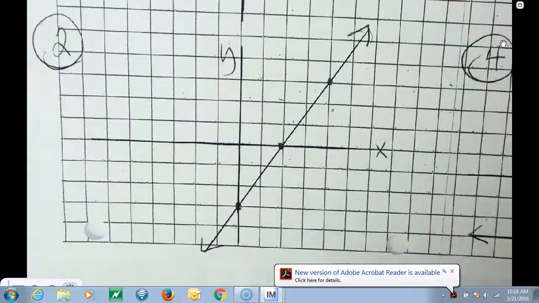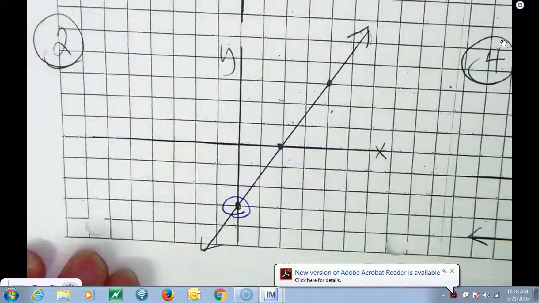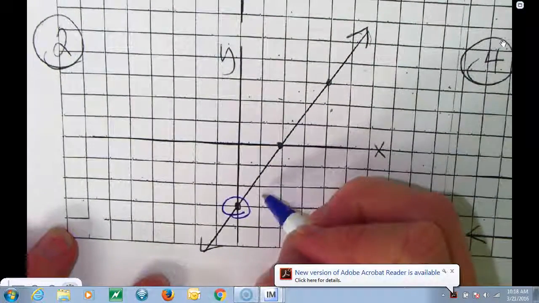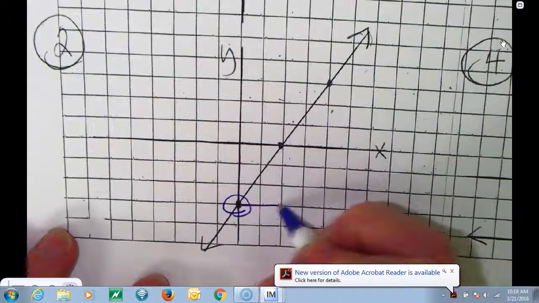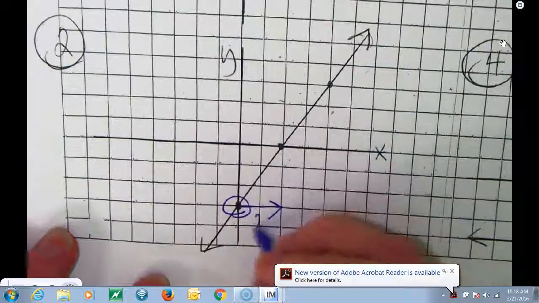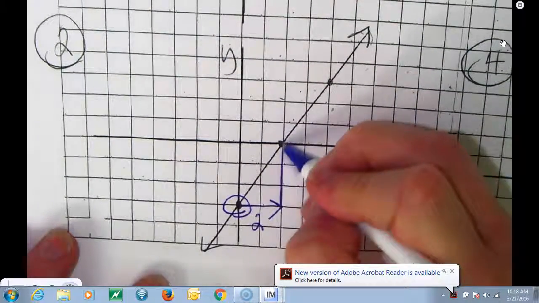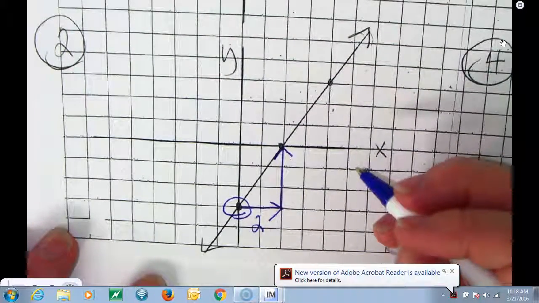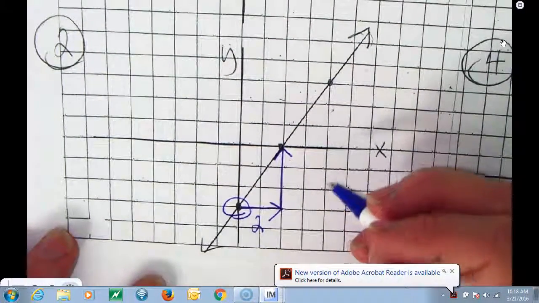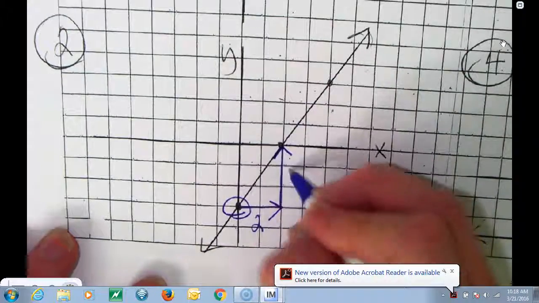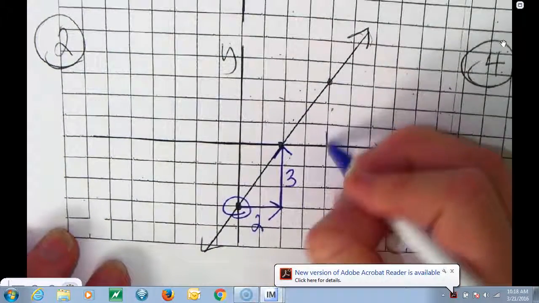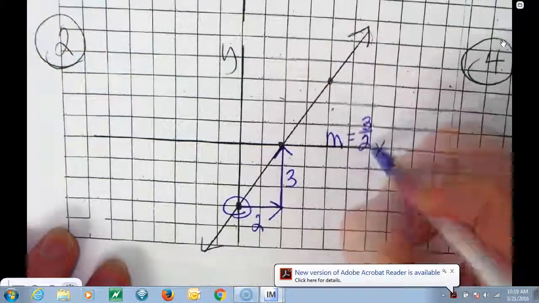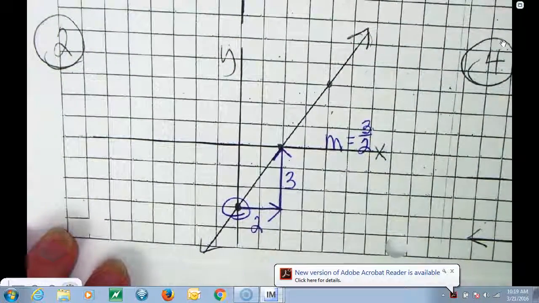What is the y-intercept? -3. Let's do the slope. Is it positive or negative? Positive. I'm going to go over how many? 2. And I don't know why, but some of you do not want to write that down. I don't understand. I write everything down so I can check it. And then what's it doing? Going up 3. So what's your slope? 3 over 2. Rise over run.